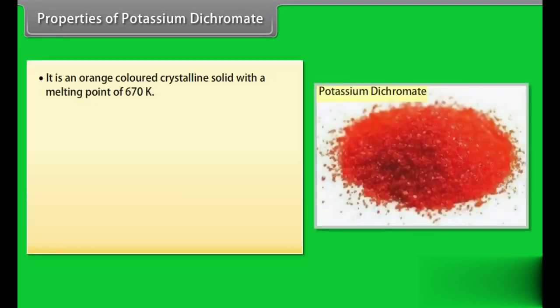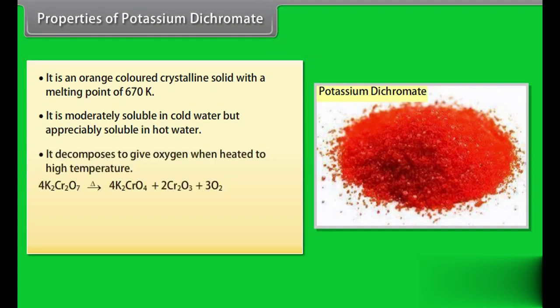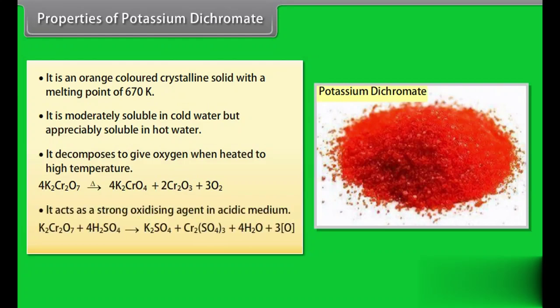Properties of potassium dichromate. It is an orange-colored crystalline solid with a melting point of 670 Kelvin. It is moderately soluble in cold water but appreciably soluble in hot water. It decomposes to give oxygen when heated to high temperature. It acts as a strong oxidizing agent in acidic medium.